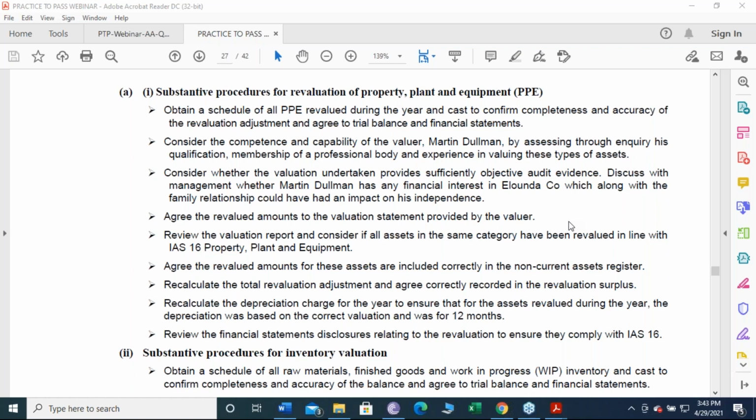Can we review the board minutes to confirm that the revaluation was approved by the directors? Well, they have contacted a valuer, so definitely it was approved. I would not suggest this procedure for now, because considering the expert has been used, it is definitely approved by the board.